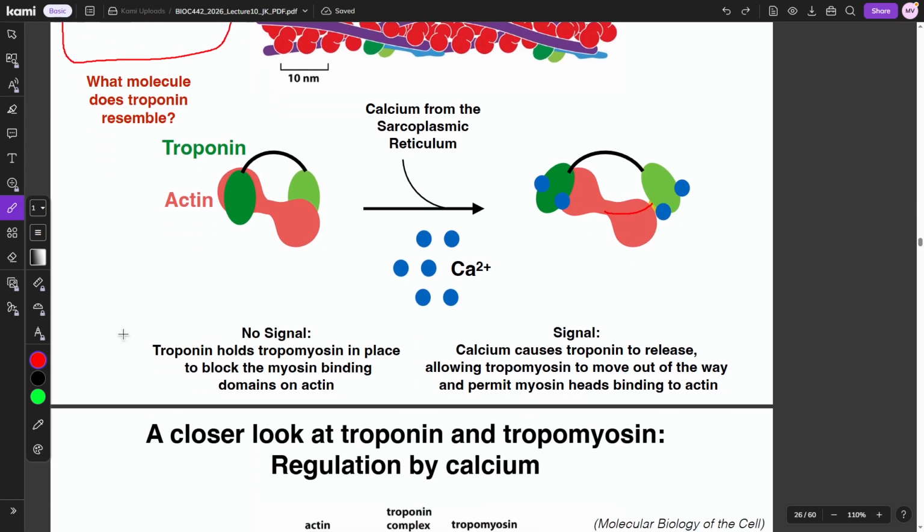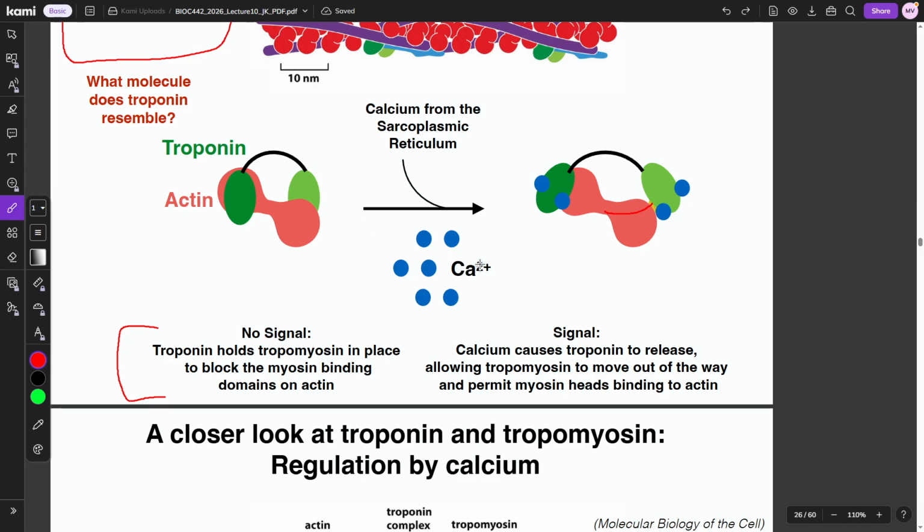So yeah, we can see that here. Troponin, no signal. Troponin holds tropomyosin in place to block the myosin binding domains. They actually should have shown it a bit better here. Troponin holds tropomyosin, so there actually should be a myosin somewhere here, but it's not shown. But then once troponin binds calcium, the troponin pulls the tropomyosin away, which is what reveals the binding site on the actin.